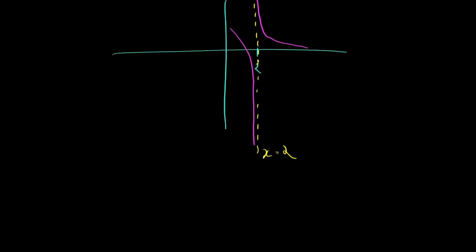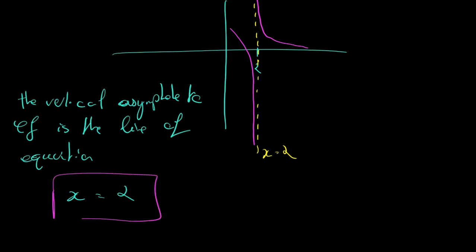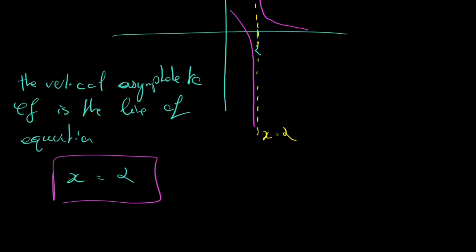And so we can conclude by saying that the vertical asymptote to Cf is the line of equation x is equal to 2. And we have solved the first part of the question.